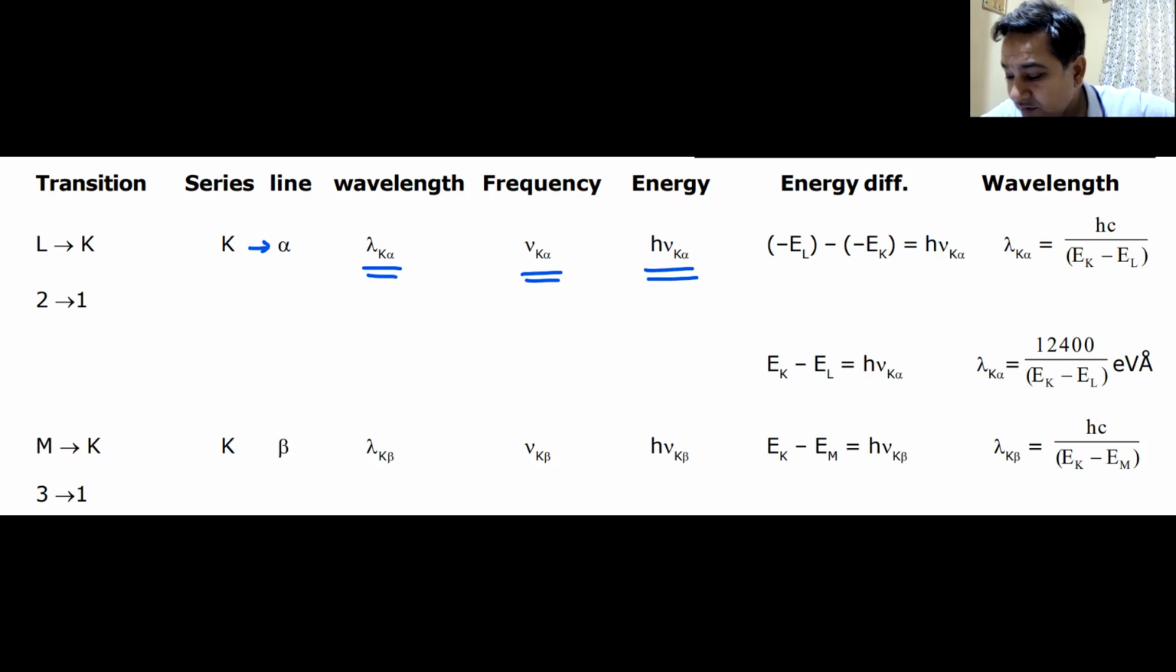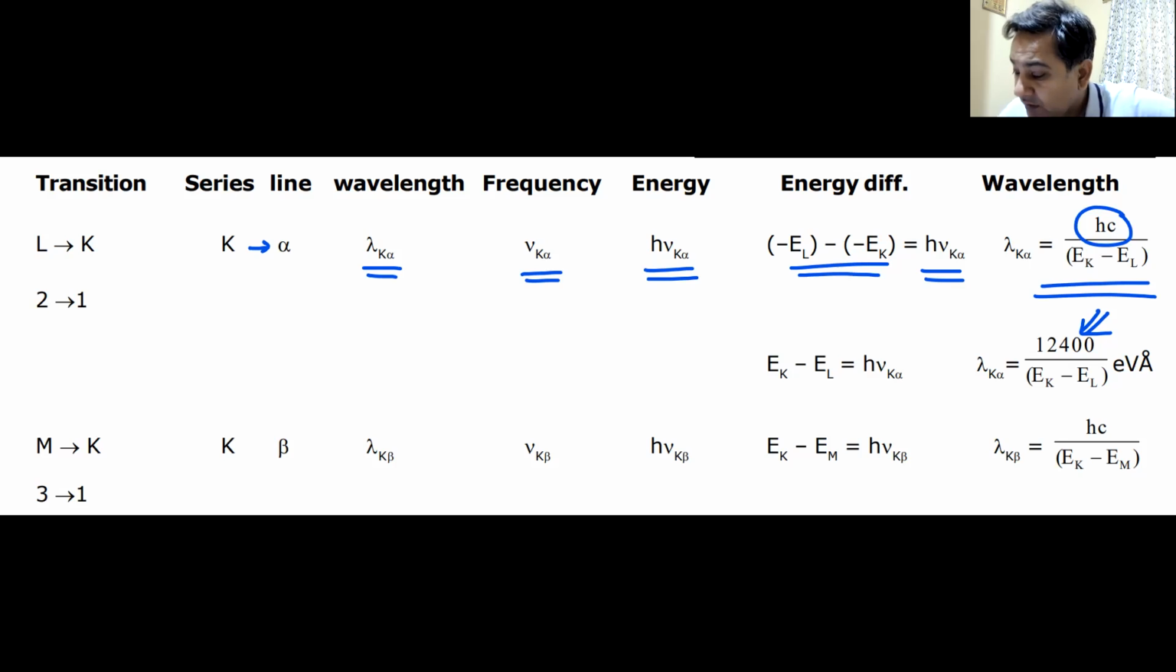Yes, sir. It will come because of the energy difference between K shell and L shell. That will be equal to H times the K alpha frequency. From here, you will get the formula for lambda for the K alpha series. Again, we have H multiplied by C. So H multiplied by C becomes what? 12,400. Yes or no?